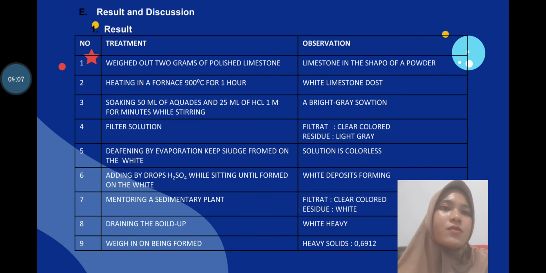Observation: a bright gray solution. Next, filter the solution. Observation: filtrate, clear color, residue light gray. Next, concentrating by evaporation until a precipitate is formed. Observation: solution is colorless. Treatment: adding sulfuric acid by drops while stirring until a white precipitate is formed. Observation: white deposit forming.